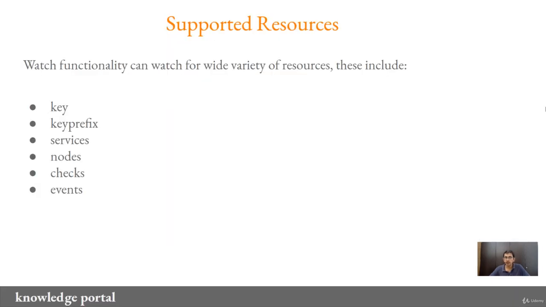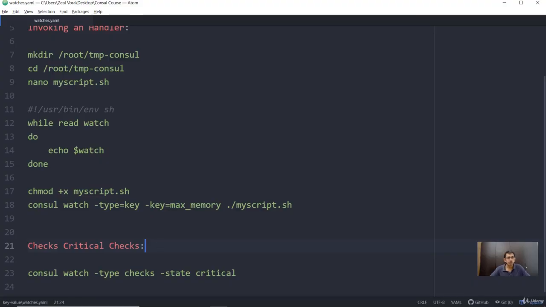Now, a few more important parts to remember is that the watch functionality can watch for a wide variety of resources. These include keys, key prefixes, services, nodes, checks, as well as events. So depending upon what you want to achieve, you can go ahead and monitor things accordingly. So let's take one example here. Let's say that you want to monitor the checks which are in the critical state. So you can go ahead and do a consul watch.